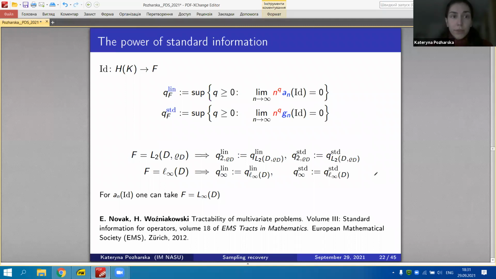And now we turn to another topic. It's the power of standard information. So we have here Q linear and Q standard. This notation was taken from the book by Novak and Woźniakowski. So we find the supremum over Q such that this limit for approximation numbers for linear information tends to zero, and likewise for standard information, that is, for sampling numbers.